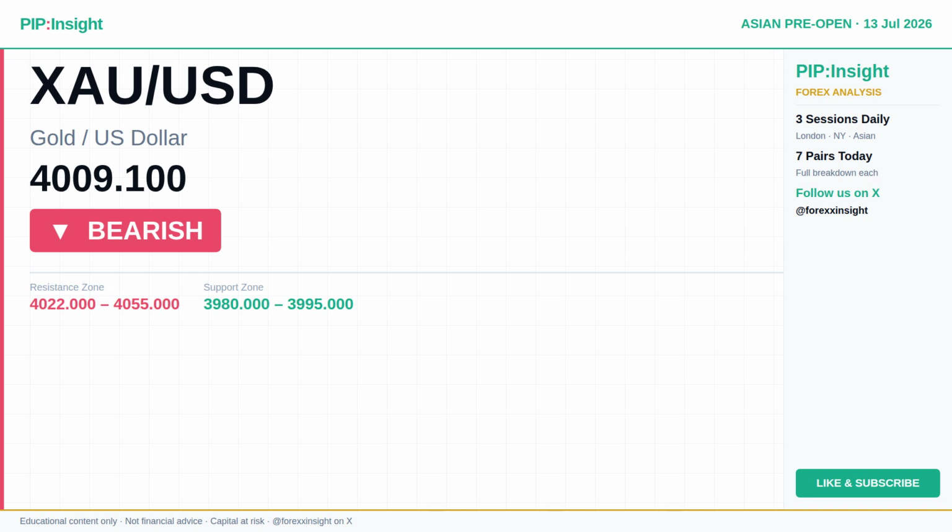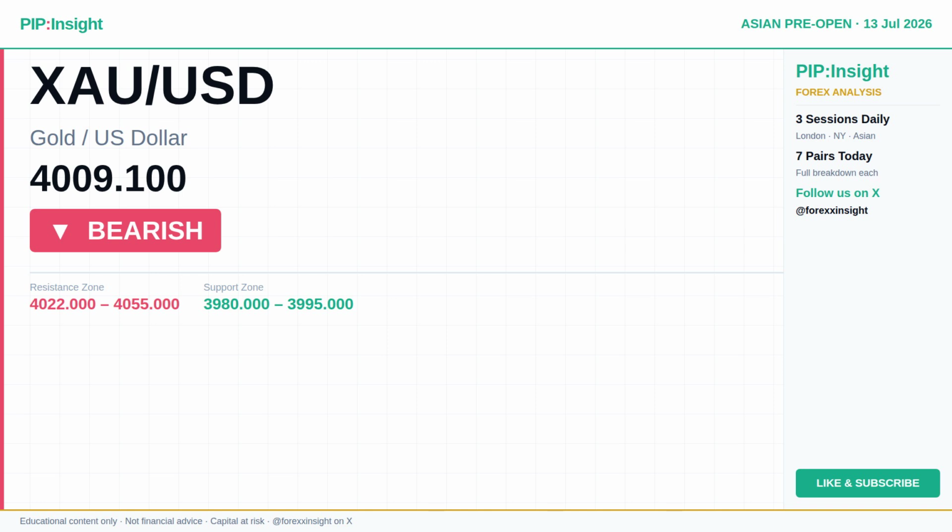On the fundamental side, today's calendar is relatively light for gold. We have Fed members Bowman and Waller speaking, but both are flagged as low-impact events. No major CPI or labor data to dramatically shift the dollar narrative or safe haven demand overnight.